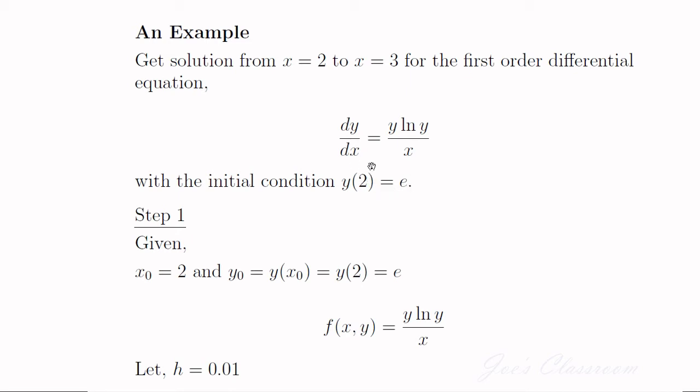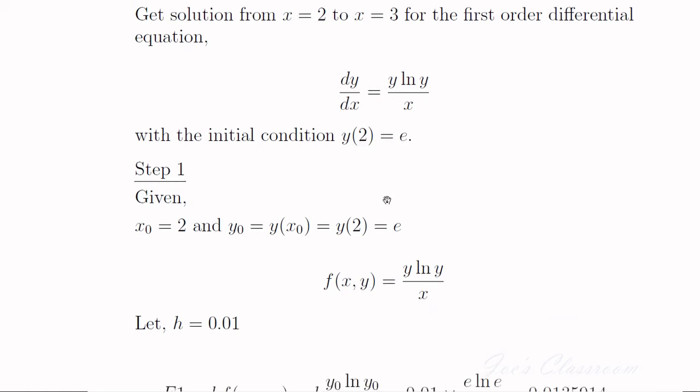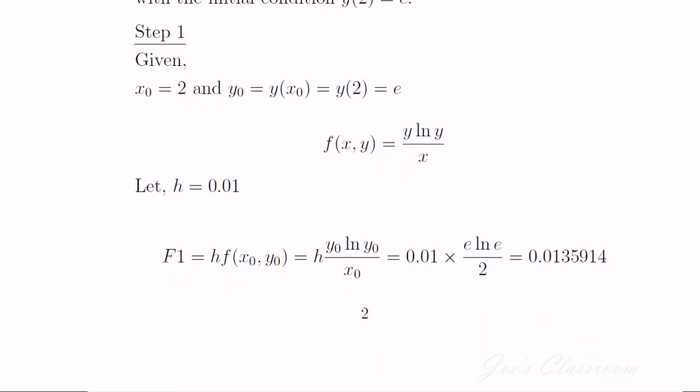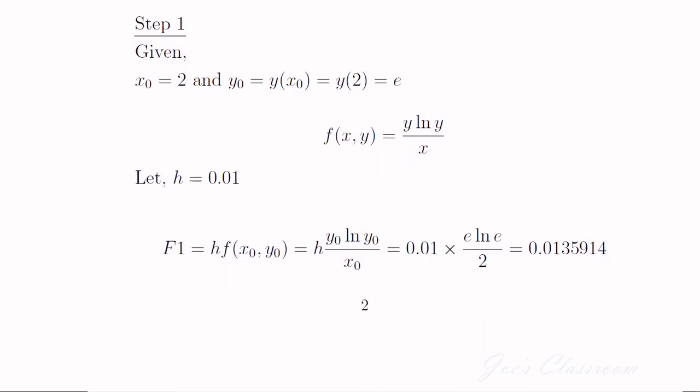The initial value given is y of 2 equal to e. That means y of x naught is equal to e. That means x naught is equal to 2 and y naught is equal to e. So we will proceed with the steps for solving this equation. Given the initial values x naught is equal to 2 and y naught is equal to e, and dy by dx is equal to y ln y by x, that we take as a function f and it is a function of x comma y.